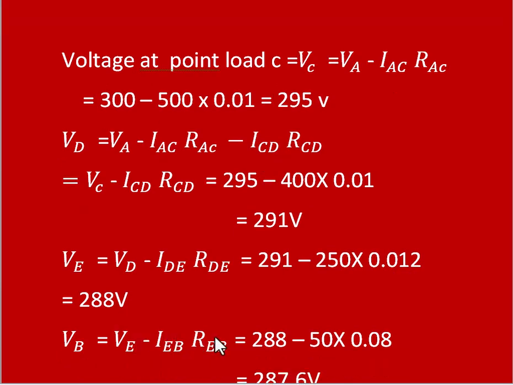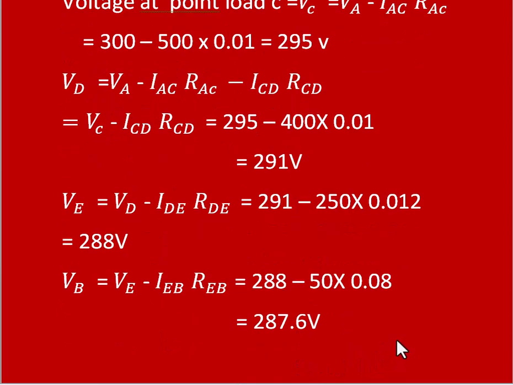Similarly, the endpoint VB we can calculate by subtracting IEB REB from VE. VE is already calculated, that is 288 volts, minus IEB is 50, REB is 0.008 ohms. So from this we get VB equal to 87.6 volts.